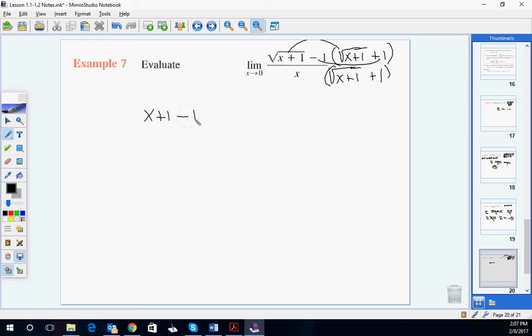That's nice. Plus 1 minus 1. I just have an x on top now. Well, that's great. Oh, so now, since this is sitting here, I don't want to distribute it in because, bam. And I'm a lot happier now.